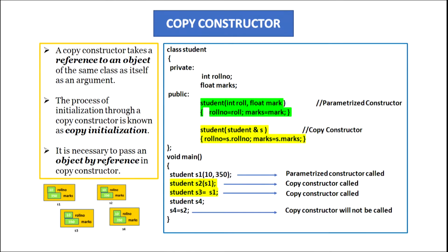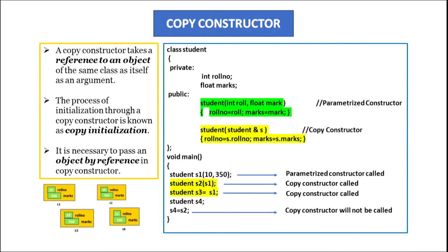Now, let us see the next statement, which is student S3 equal to S1. In this case also the copy constructor will be invoked, and S1 is passed, the values of S1 will be shared with S, and the data members of the object S3 will get values 10 and 350. So, you can see the memory diagram again. Now, let us see the next statement.